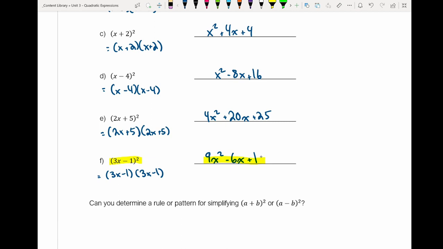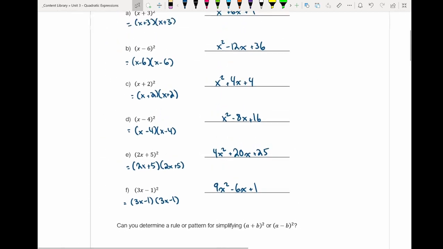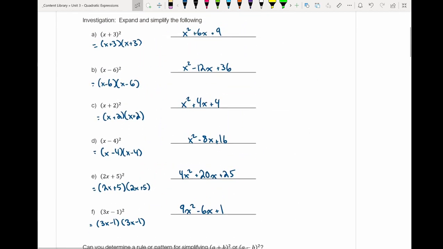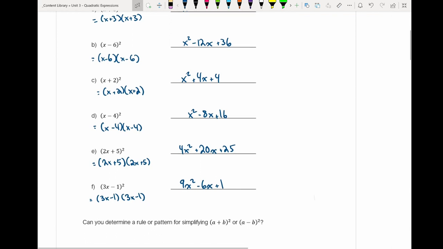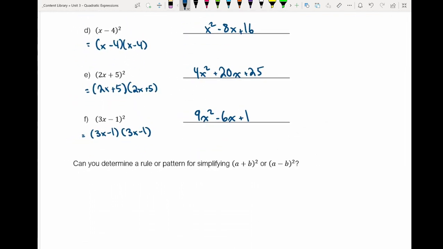Is there some sort of pattern that we can see that carries through all of these? So go back, take a look at all of them, and see if there is some sort of pattern that will make this process a little bit easier. And what we should see when you go through, in either situation, if I have a perfect square, it's roughly going to be the same.